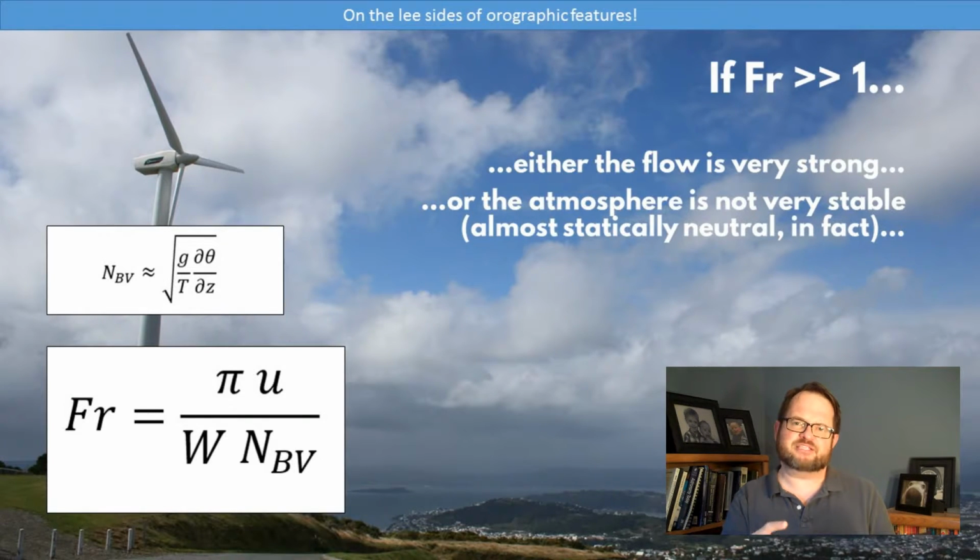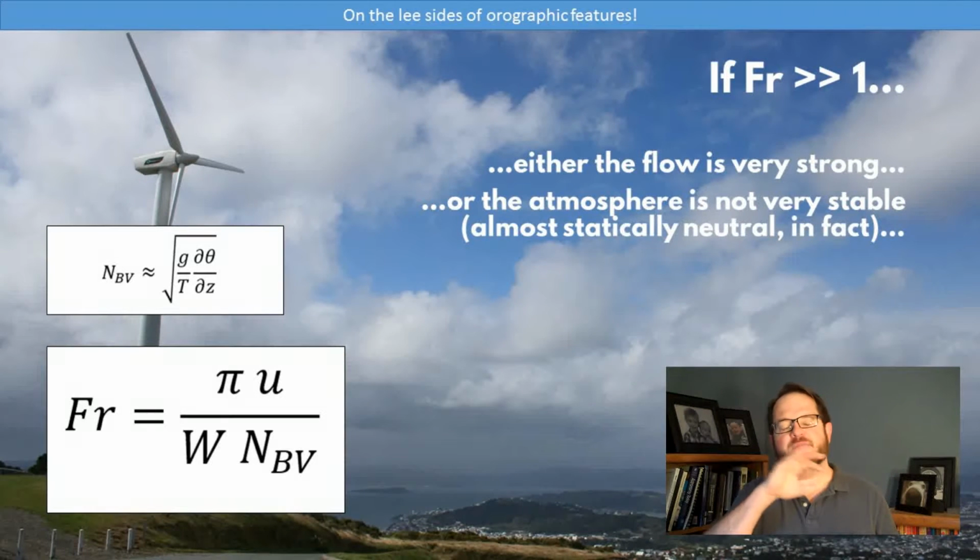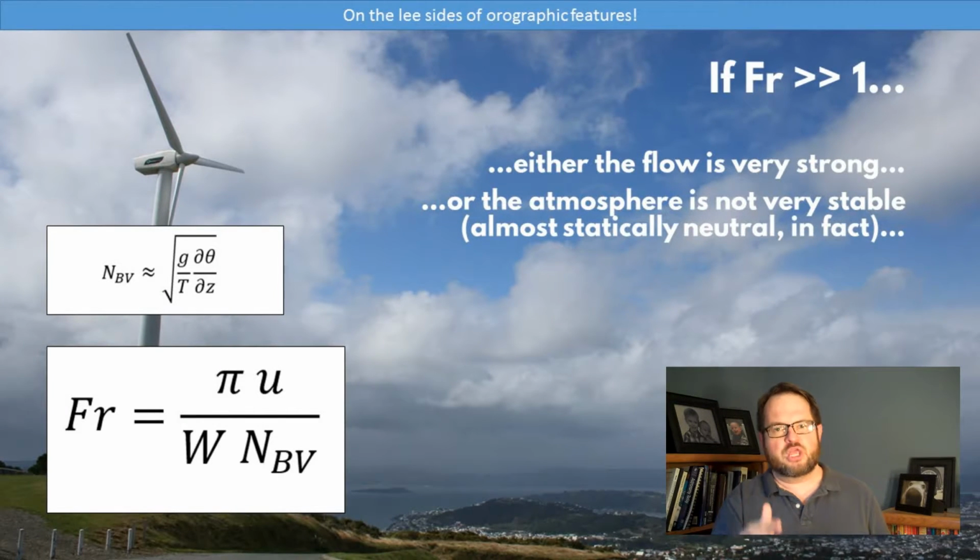And we'll give ourselves three possibilities here. What if the Froude number is very big, what if it's very small, and what if it's in between? So let's start with situations where the Froude number gets really big, far bigger than 1. I look at my equation for the Froude number, and I can see that means either u is very big, which would be very strong winds, or the Brunt-Väisälä frequency is very small, getting down near 0, where it would be statically neutral. So we have a situation where the flow is very strong and/or the layer of the atmosphere is almost statically neutral.